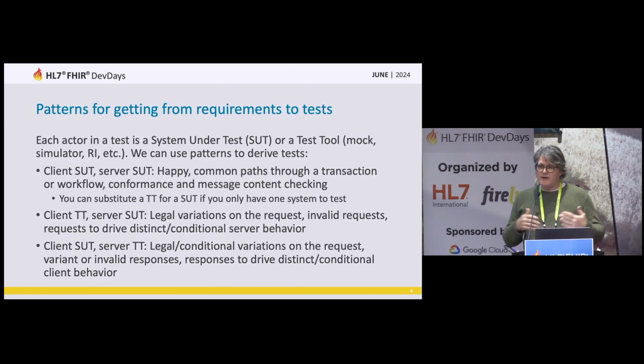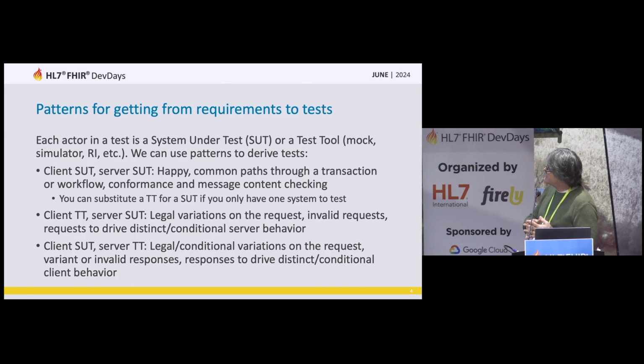Maybe it's some weird kind of date format. Maybe it's some esoteric claim in a JWT, something like that. You can also test invalid requests, like negative testing. You might have specific requests to drive specific conditional or just any kind of server behavior. So you have a particular test where the workflow is designed to drive the server into, say, a token expiration flow, something like that.